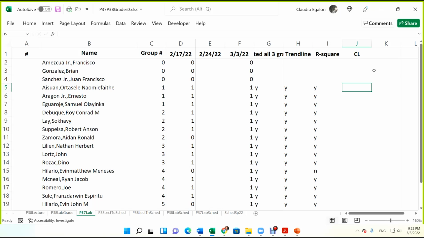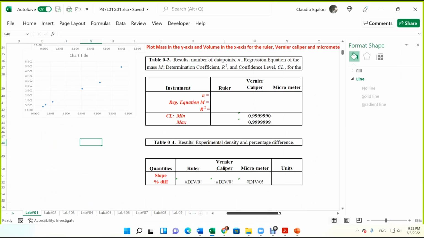So, Ortacelli, did you download the CL table? Yes. Okay, do you know how to use it? Yes, I just inputted it right now. Okay, good. Don't forget, again, I'm going to repeat that over and over again.